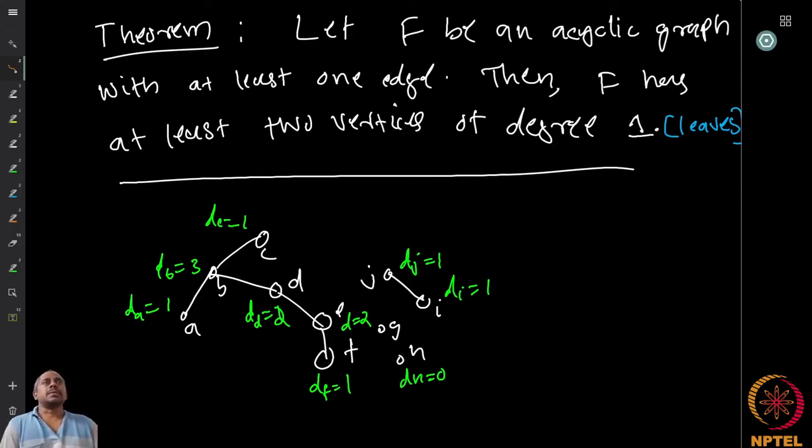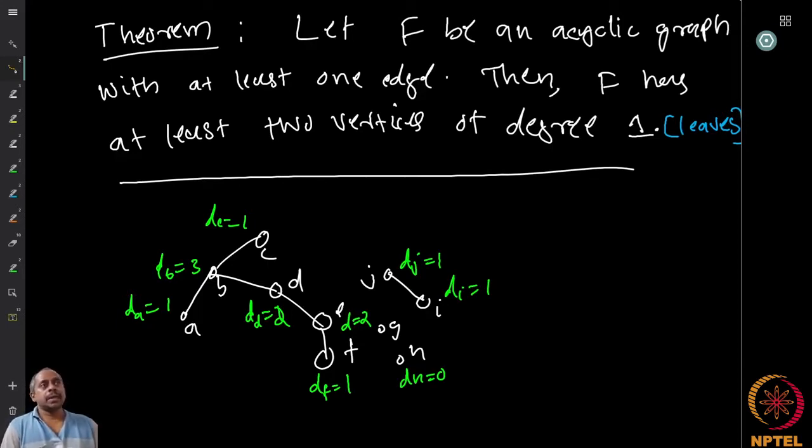So how do you prove this theorem? You want to show that given an acyclic graph with at least one edge, it contains at least two vertices of degree exactly equal to 1. Now maybe you should think about this for a few minutes. It's very easy to come up with a proof. There are several ways to do this, but here is one.